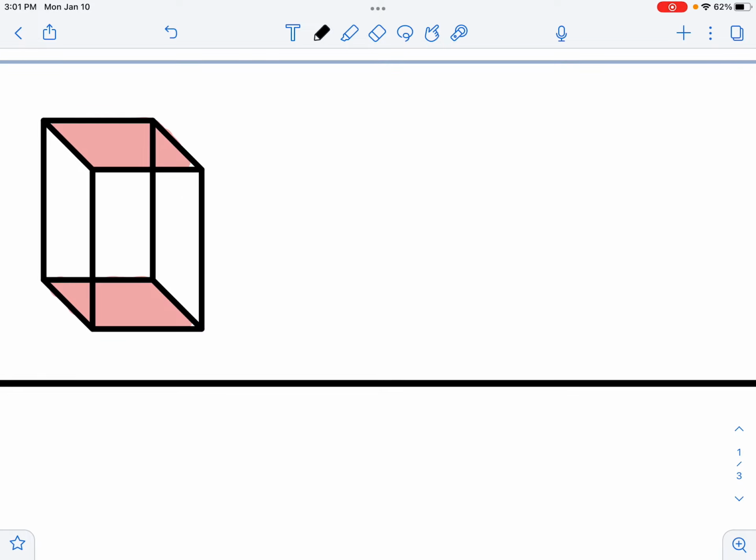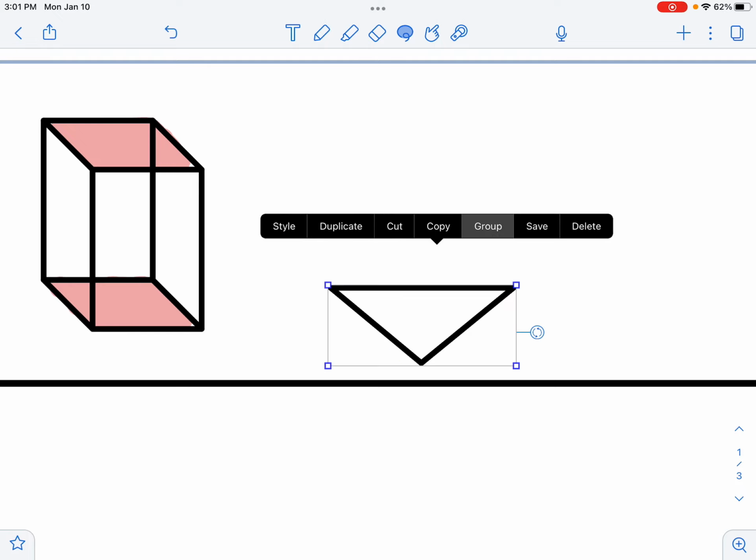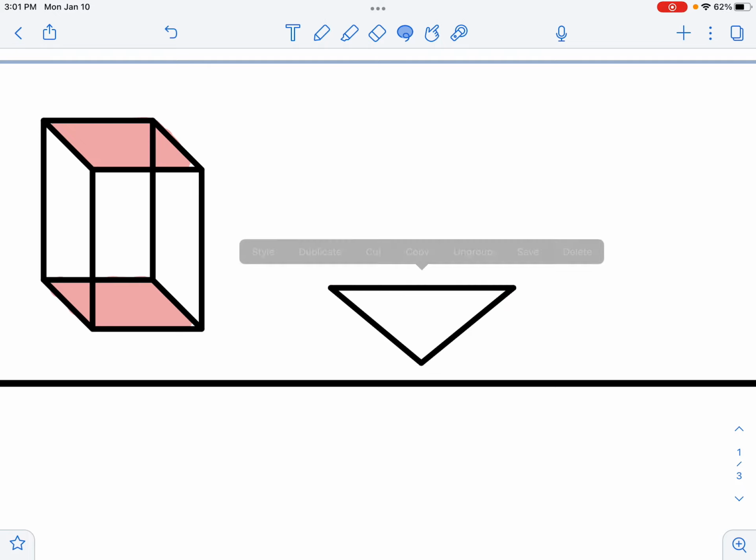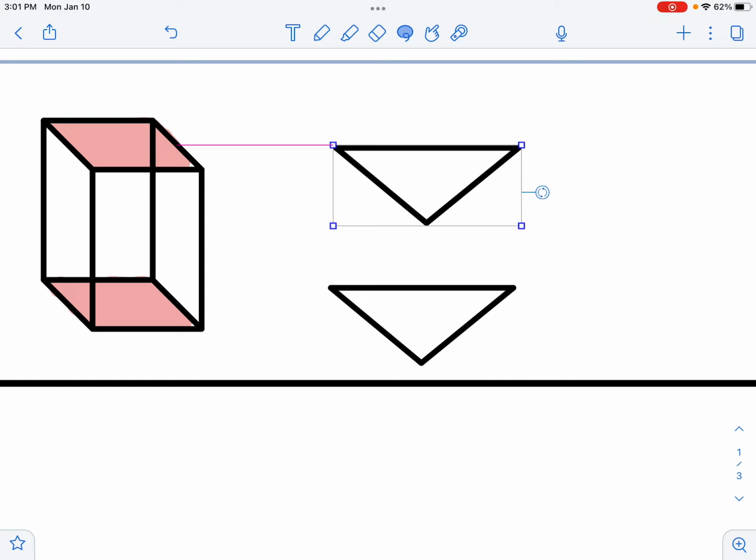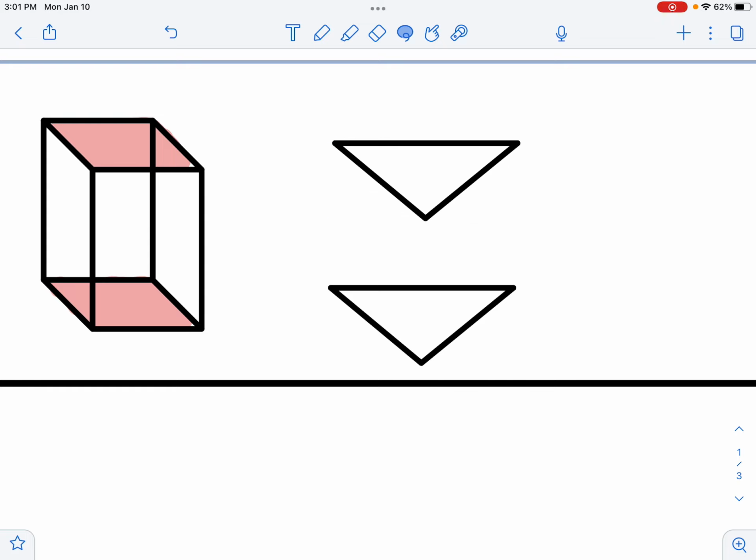Now, that's not true for a triangular prism, because what a triangular prism has is the triangles are the bases. So to draw a triangular prism, I'm going to start by drawing a triangle. My triangle is going to look like this. And then I'm going to group these together like that, and then copy and paste so it looks like this. And now I'm going to connect the vertices with the vertices to look like this. And this is what a triangular prism is going to look like.